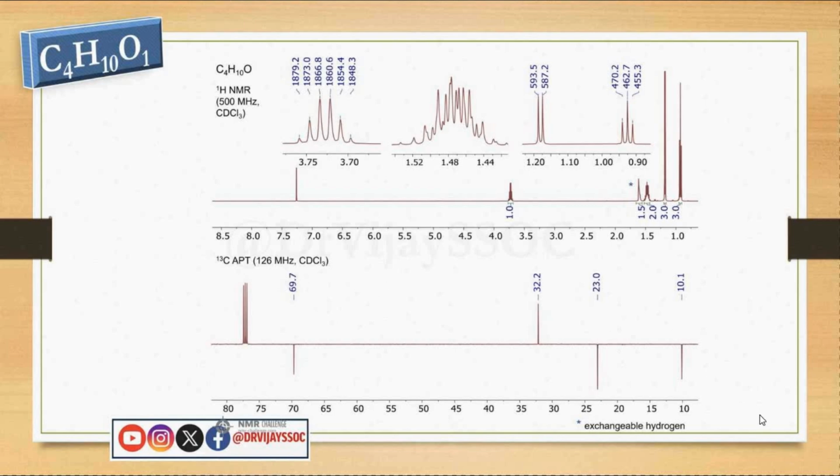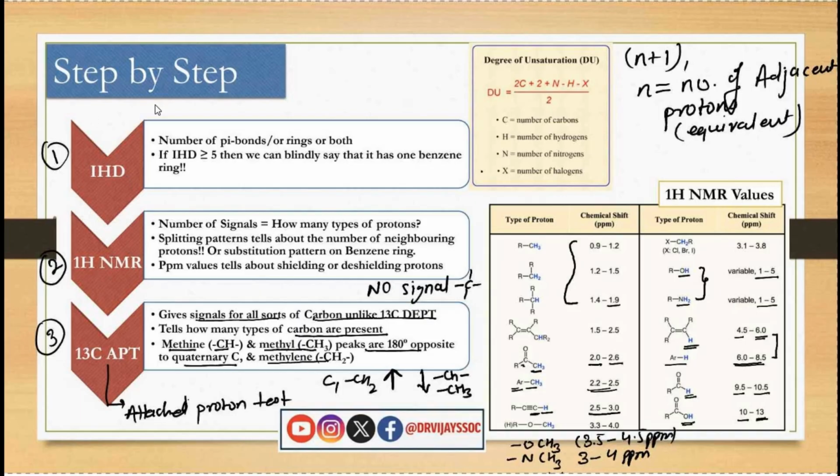Before solving this structure, we will again revise those steps which we learned in the last video. It's better to revise each time so that we never forget those chemical shift values. And here are those steps. The first step is calculating the index of hydrogen deficiency, also known as degree of unsaturation, and this is the formula: 2 multiplied by the number of carbon atoms plus 2 plus the number of nitrogen atoms minus the number of hydrogen atoms minus the number of halogen atoms, divided by 2. The value gives the number of pi bonds or rings, or it could be both.